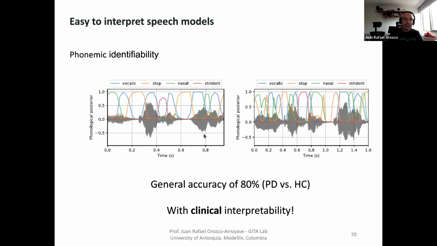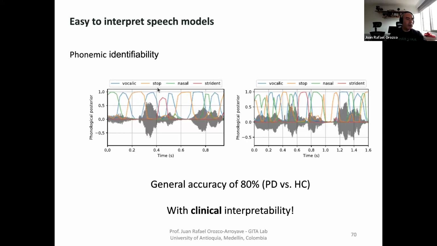And the left side is for a healthy control, and the right side is for a patient. You can see that the regularity is different, impaired actually. And the accuracy in general that we obtained was 80% classifying PD patients versus healthy controls, with the advantage of being clinically interpretable.